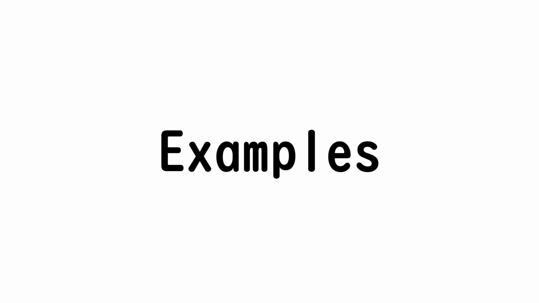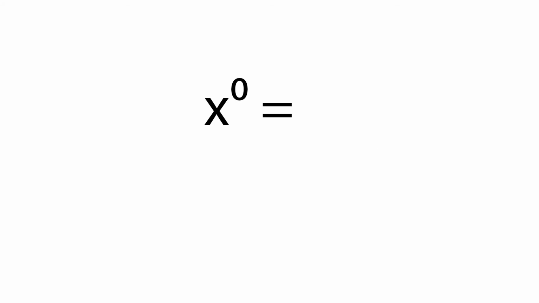Here's the fourth rule, also known as the zero exponent. It means that the base to the power of 0 is equal to 1. Anything to the power of 0 will equal 1. Here are some examples. x to the power of 0 is equal to 1. Likewise, a to the power of 0. Next rule.